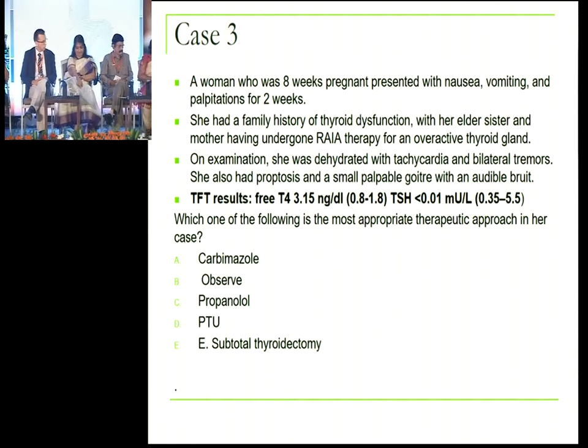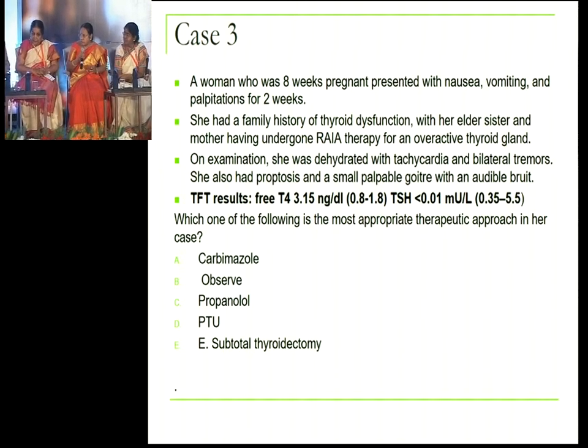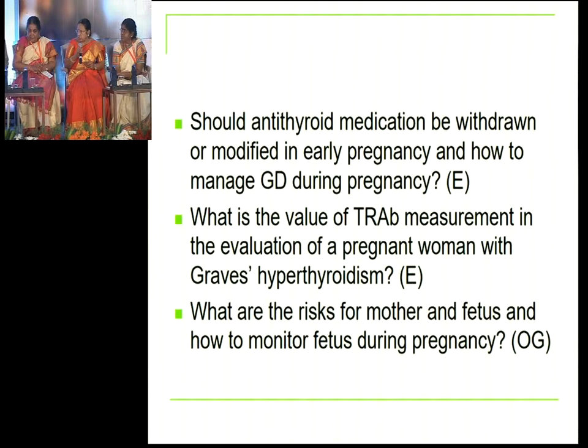In the first trimester we prefer PTU rather than carbimazole, because both the drugs, of course, cross the placenta, but carbimazole produces more embryopathy when compared to PTU. So we prefer to start her on PTU. It's very obvious that she has hyperthyroidism, so we should start treating it at the earliest.